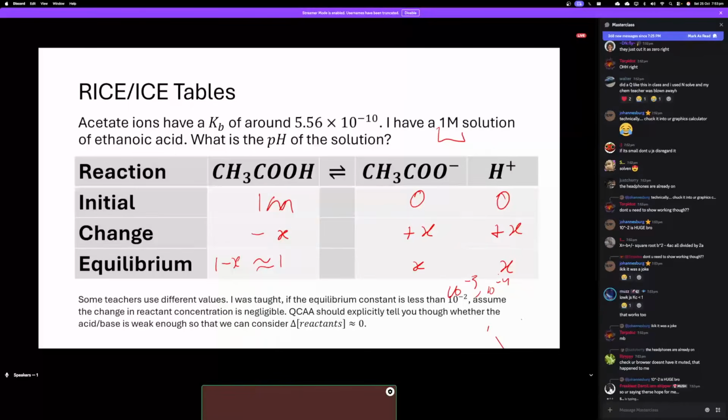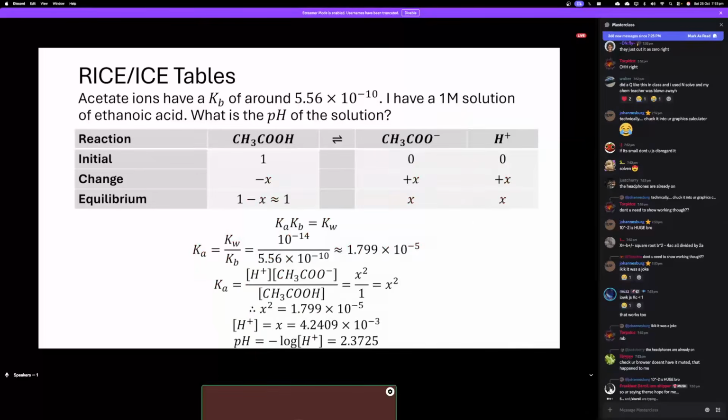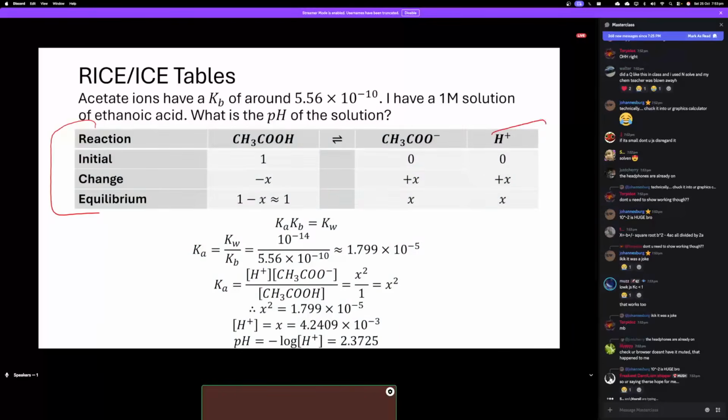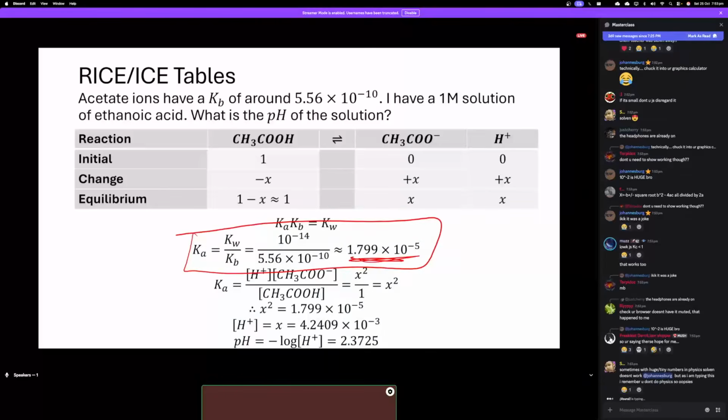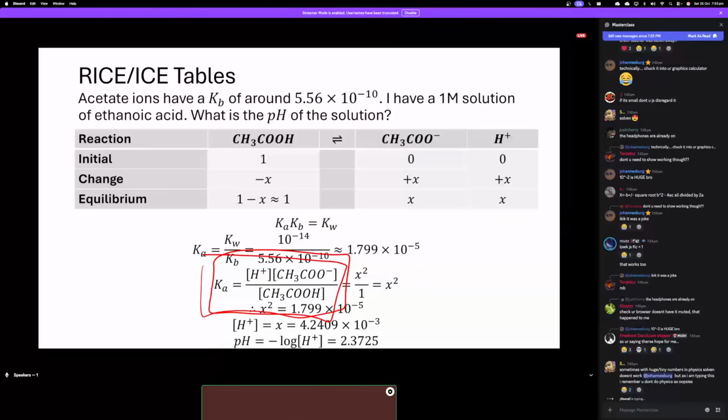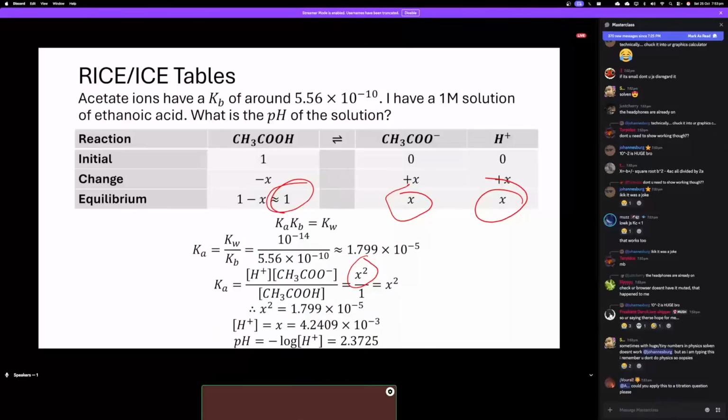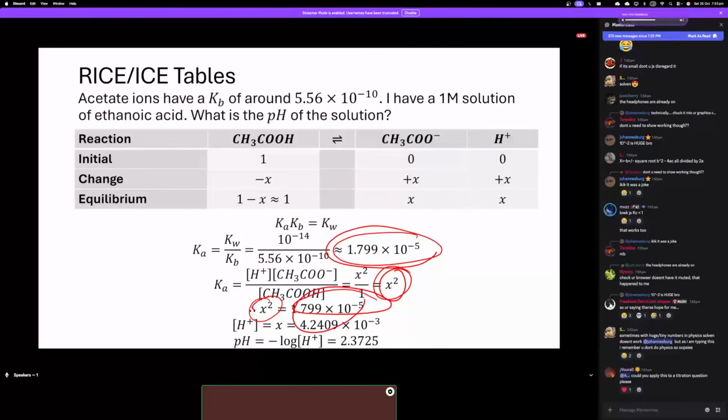From there, this is the rice table. This is the main bit, and then we can do some maths. We need the Ka value, and we know Ka times Kb is Kw. I stated this earlier. So we can solve for Ka by rearranging, and we get this value here. The Ka expression looks like this for our equation. We have our equilibrium values here. This is 1, so x squared on 1 is x squared. Then we just equate them. Our x squared is equal to our Ka, and then we get our value for the concentration of H plus, which is x.